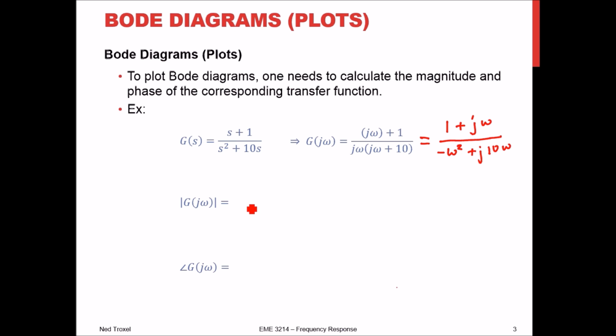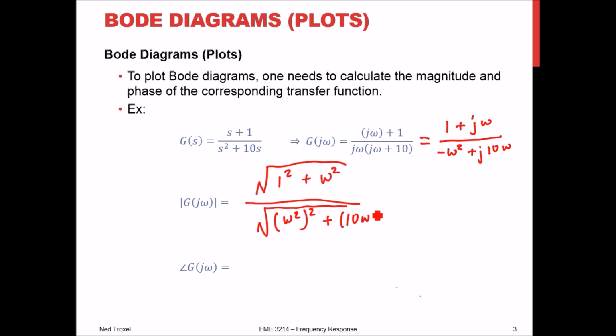So the magnitude of the resulting transfer function, we add the squares of the real and imaginary parts of the top and the squares of the real and imaginary parts of the bottom. Okay, and that is the magnitude. You'll remember for the phase, the easiest way is the phase of the top minus the phase of the bottom.